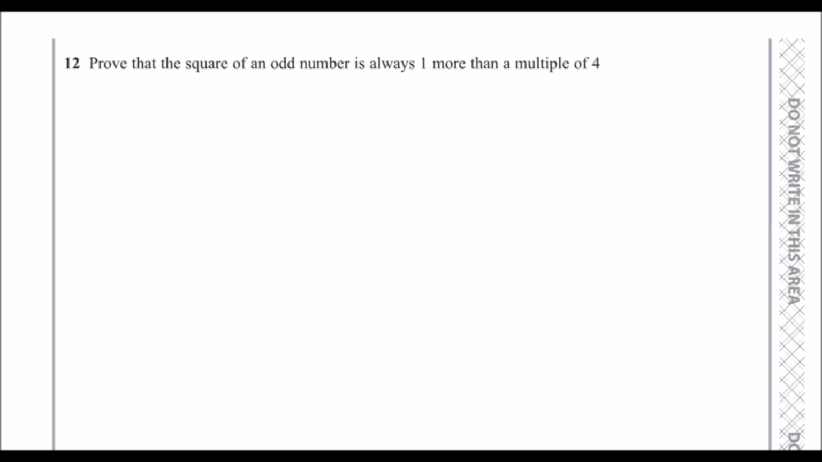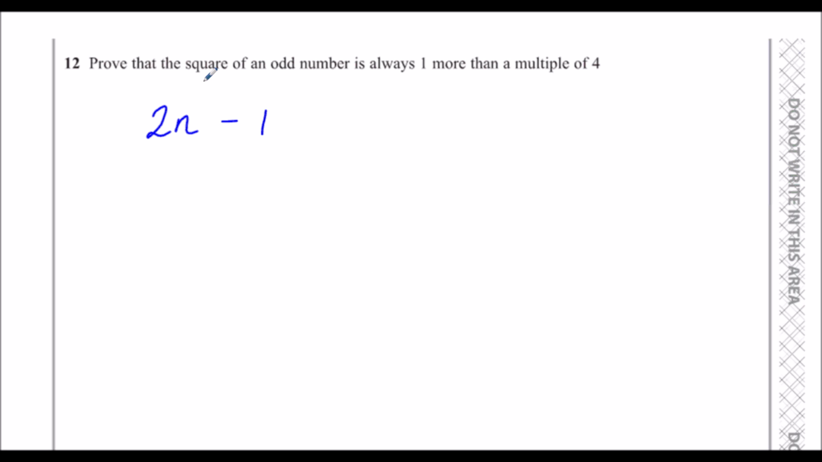Question 12. Prove that the square of an odd number is always one more than a multiple of 4. So we need to use algebra for this. And when we're using algebra, we say an even number is 2n. An even number is the 2 times table. And to get an odd number, we can either add 1 or take 1 off of the 2 times table. So the odd numbers are either 1 more or 1 less than the even numbers. So if I call my odd number 2n minus 1, there's my odd number.